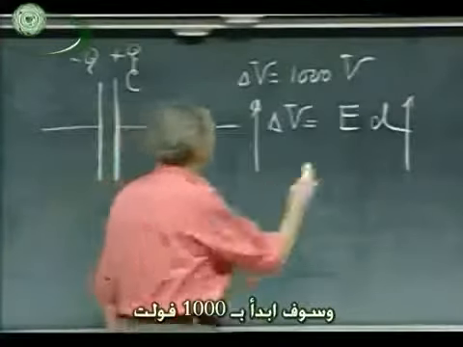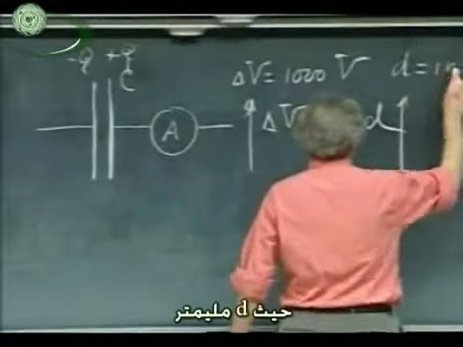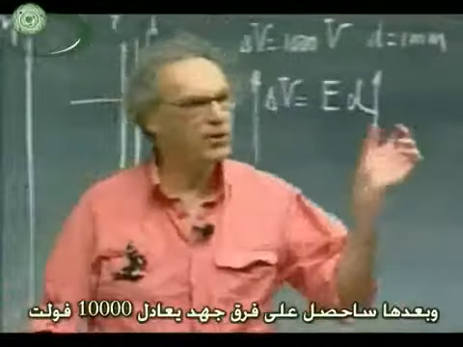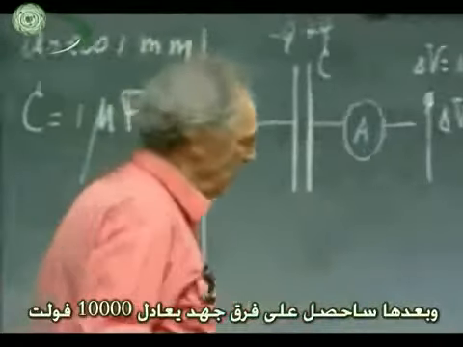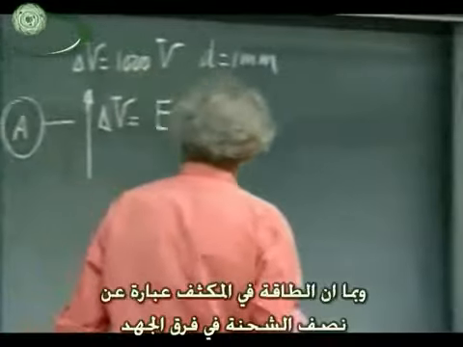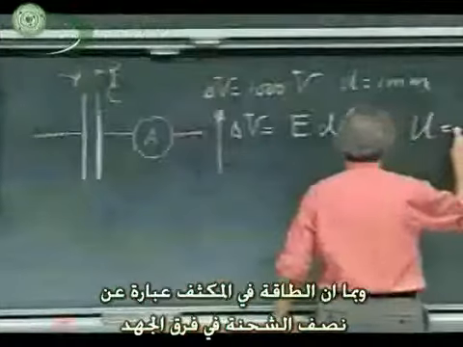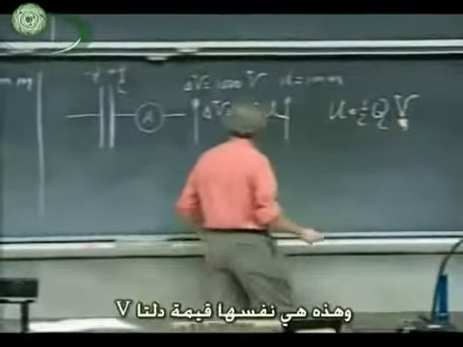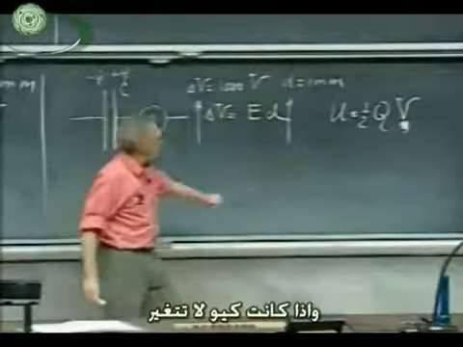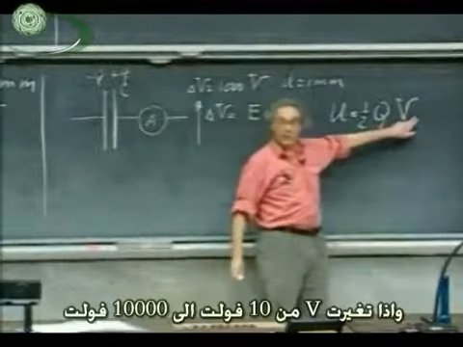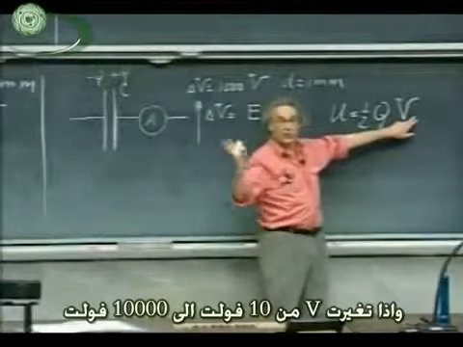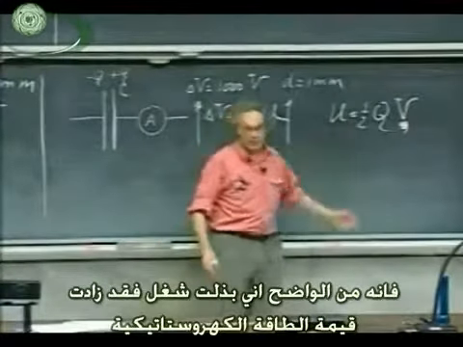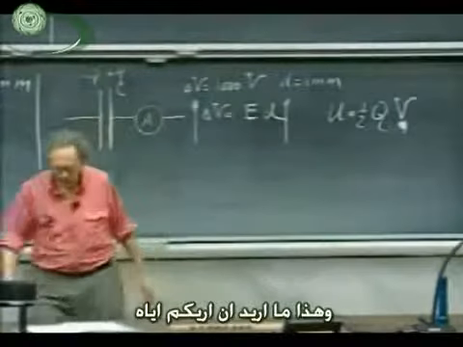I will start off with 1000 volts, whereby d is 1 millimeter, and then I will open up this gap up to 10 millimeters. And then I have a potential difference of 10,000 volts. But since the energy in the capacitor is 1/2 Q times the potential difference V, this V is the same as this delta V. And if Q is not changing, but V goes from 1,000 volts to 10,000 volts, it's very clear that I have done work. I have increased the electrostatic potential energy. And this is what I want to show you.